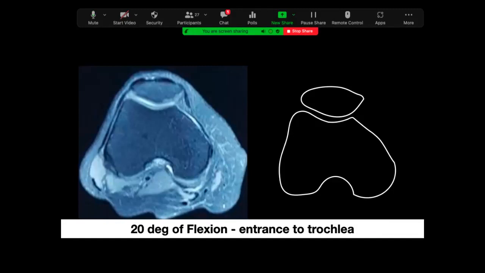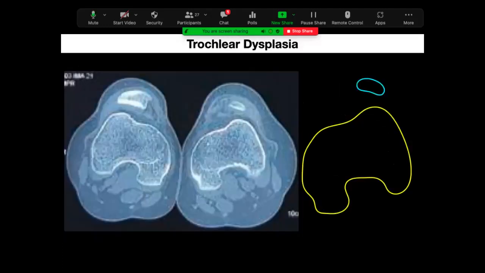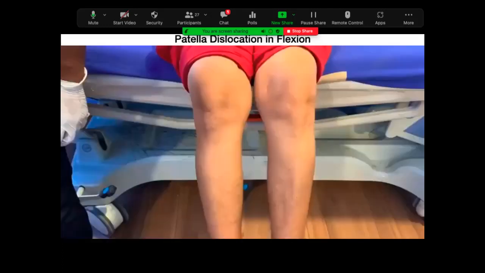What happens? The patella doesn't enter into the groove and your patella is dislocated. So in this case, whatever soft tissue surgery you do, it is not going to heal. Probably you need to approach differently.